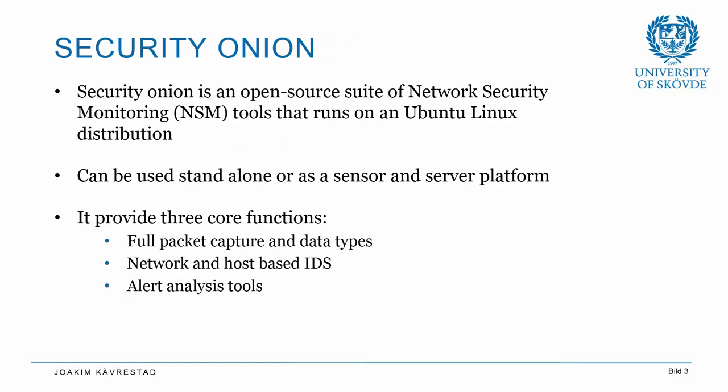Well, in this lecture, let's begin with talking about the Security Onion. So the Security Onion is an open source suite of network security monitoring, or NSM, tools that runs on Ubuntu Linux or an Ubuntu Linux distribution. So it can be used standalone or as a sensor and server platform and provides three core functions. So it can allow for full packet capture and data types, network and host-based intrusion detection system, and alert analysis tools. And we actually use the Security Onion in this course as one of the practical tools that I'm sure you've installed by now if you follow the curriculum and do the practicals.